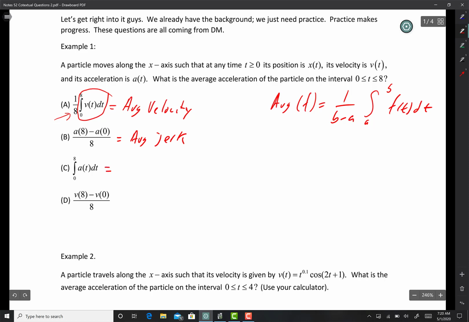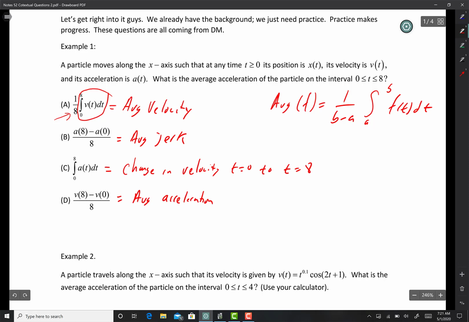This is just going to give you the change in velocity from t equals 0 to t equals 8. And this one's going to give you average acceleration. Average acceleration.